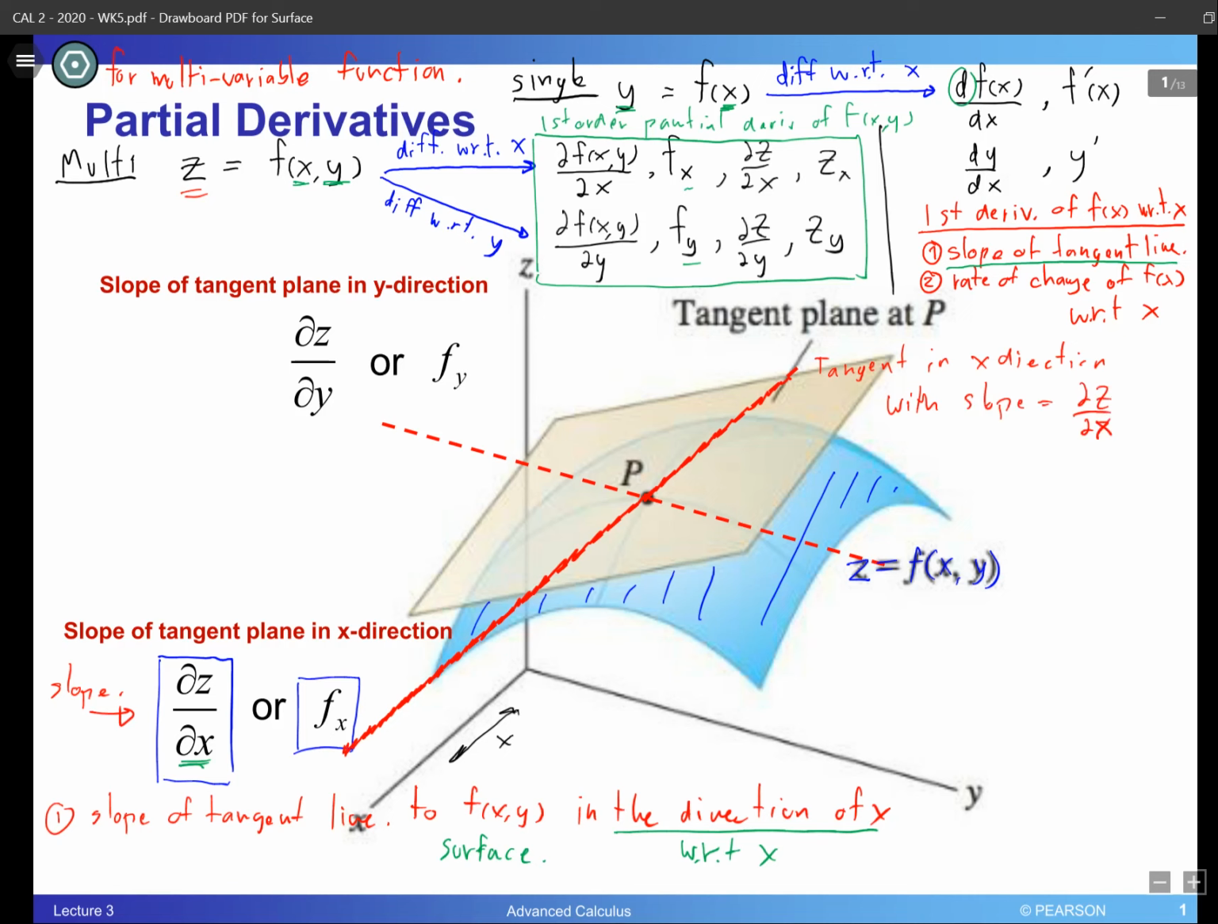Now, as you can see here, we have another dimension to consider. So we are going to take a look at dz by dy, which is this one. And the meaning of this one is going to be similar to the one that we just did. It's going to be the slope of the tangent line to the surface of f in the direction of y. Make a note right here. What you see right here is the slope of the tangent line to the surface of f of x y in the direction of y.